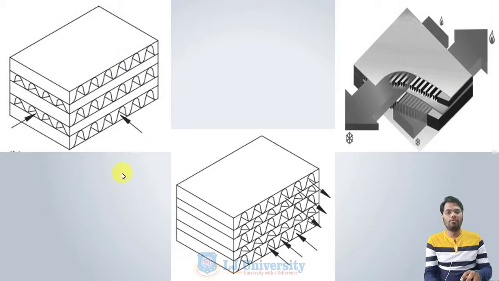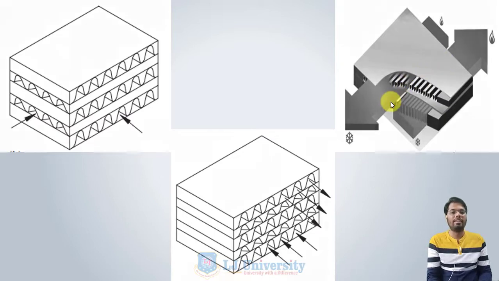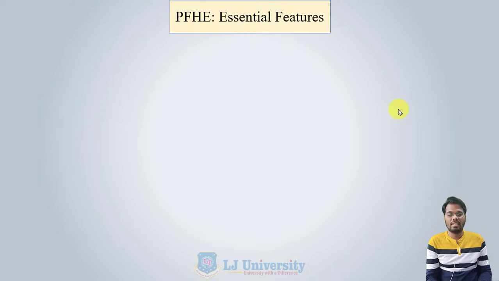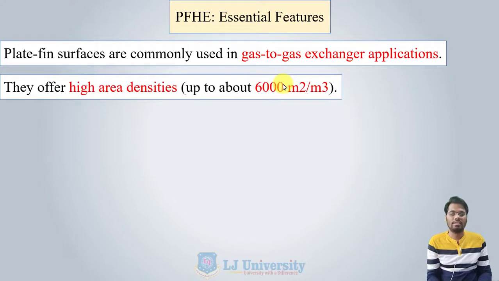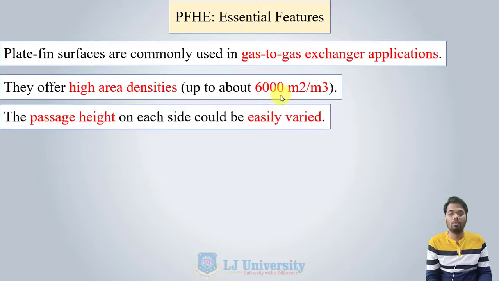There are different configurations. As you can see, this is the cross flow configuration. This is a counter flow configuration, where the flow directions of the hot fluid and cold fluid are opposite to each other. So this is the plate fin heat exchanger. There are some essential features of the plate fin heat exchanger. It is mainly used as a gas heat exchanger. It offers a higher area density, about 6000 square meters per cubic meter.